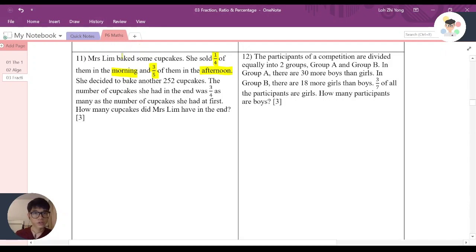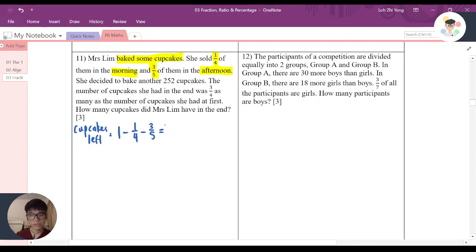At first, she had baked some cupcakes, right? So maybe we can just try that. It is a unit, 1 unit. Let me just write cupcakes left. So at first I have 1 unit. Then she sold 1/4 of it in the morning. Then she sold 3/5 of it in the afternoon. So you know the basic calculation, how to solve this.